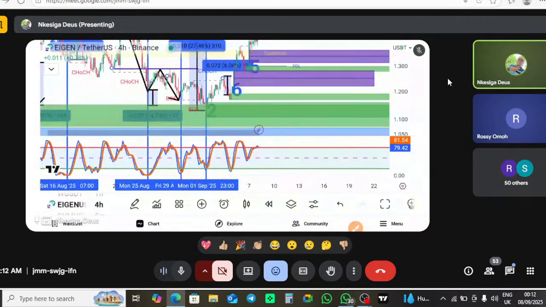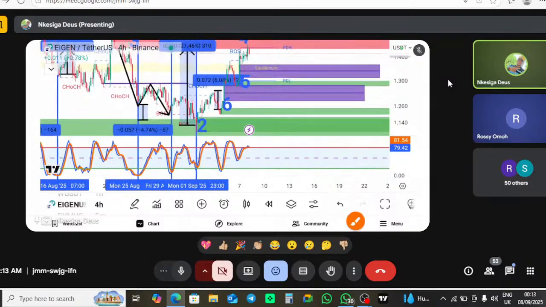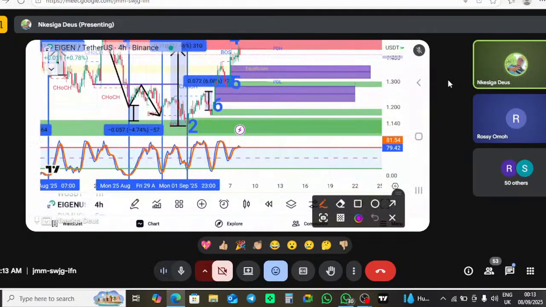Because the stochastic is curving as well, coming from the oversold region, it was promising some good movement. And indeed, it was there. All together, we could see the market rising all the way from 6 up to this point and coming back to number 5.